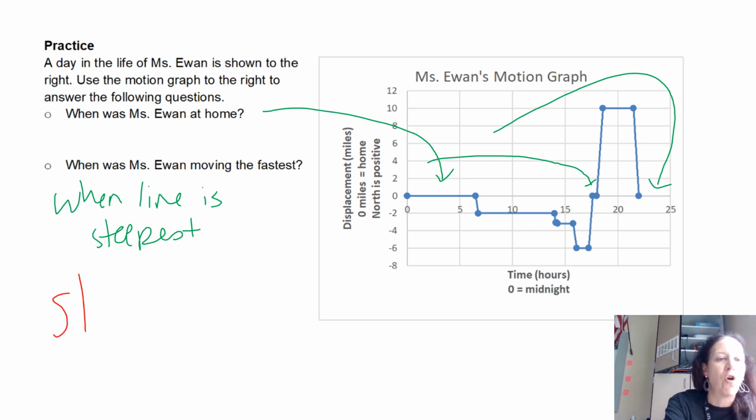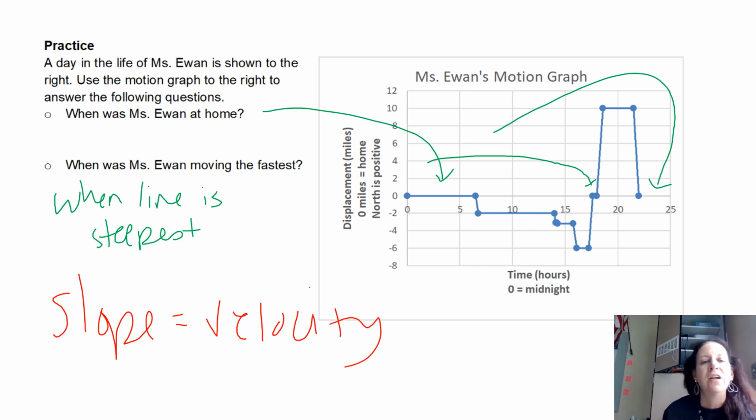Remember that the slope is equal to the velocity. Okay, slope is equal to the velocity. And that includes your direction as well. So if the slope is negative, it means that Ms. Ewan is heading in the other direction. So positive slope is one direction, negative slope is the other direction.